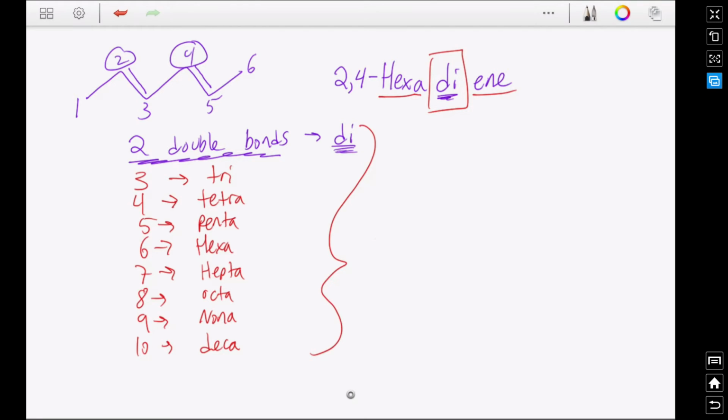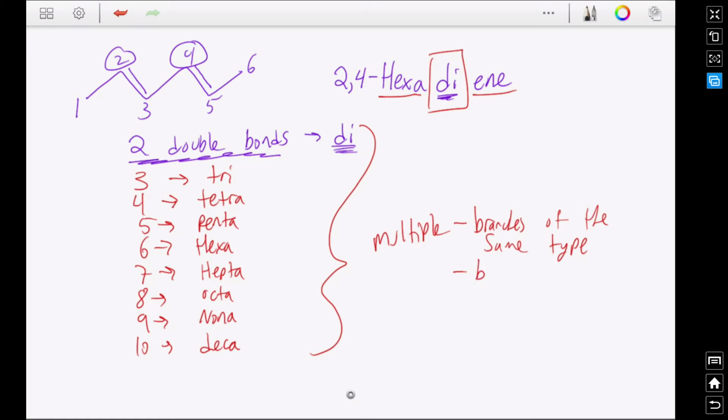These prefixes are used when you have multiple bonds. This is actually true for branches as well. So this is for multiple branches of the same type. For example, dimethyl or trimethyl means you have 2 or 3 of them, multiple branches of the same type.